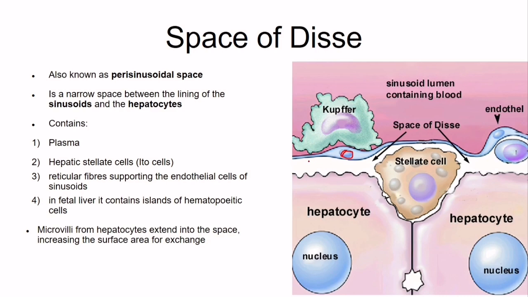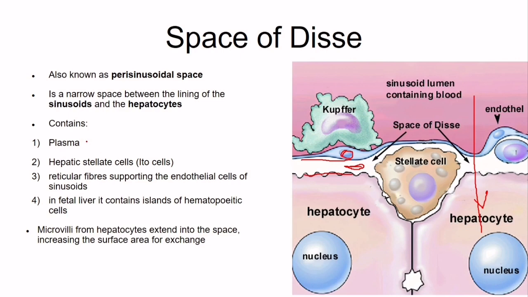But these endothelial cells, remember, are fenestrated and have a discontinuous basal lamina to allow rapid transport of substances from the sinusoidal lumen to the hepatocytes. This rapid transport is facilitated by the discontinuous basal lamina. So the space of Disse is the space between the endothelial cell lining here and the hepatocyte. This is what you call the space of Disse or the perisinusoidal space.